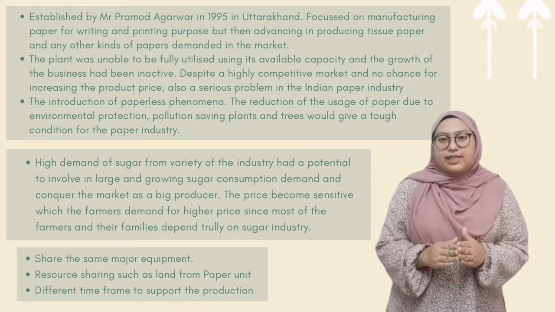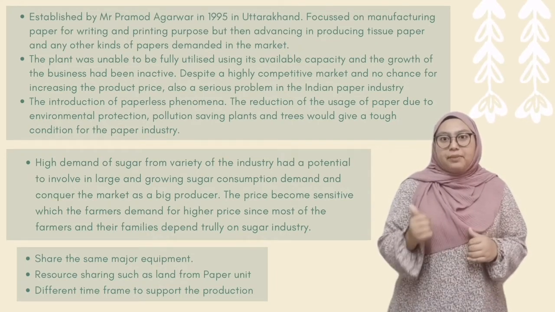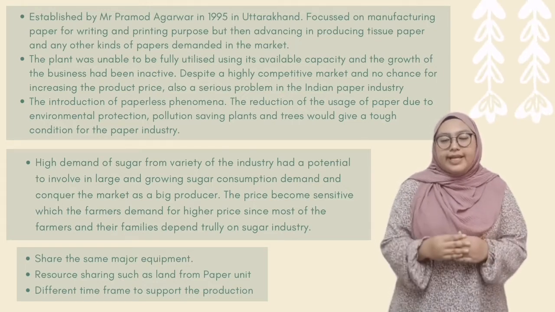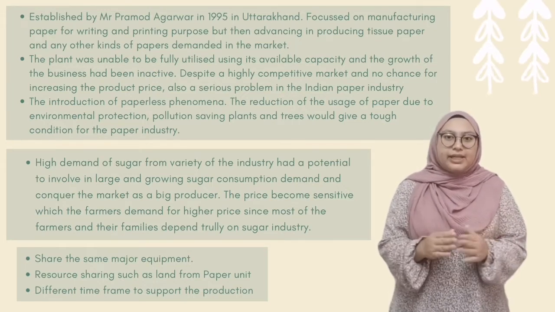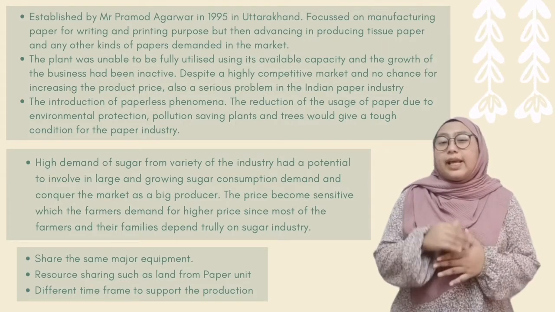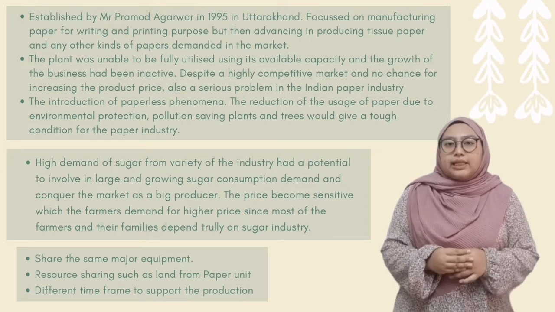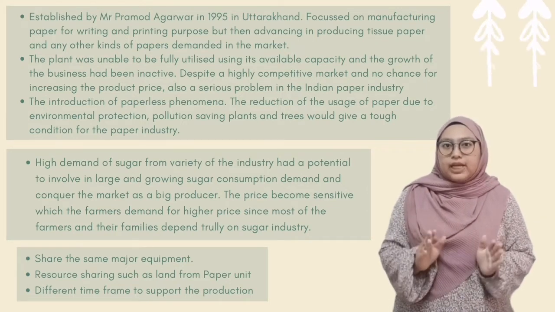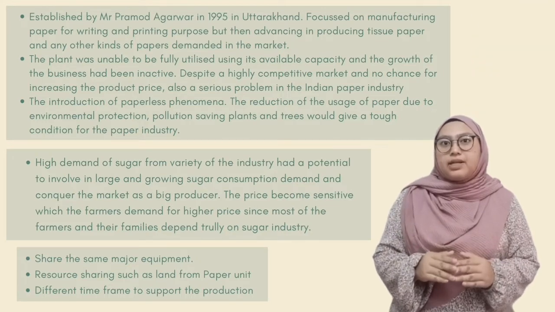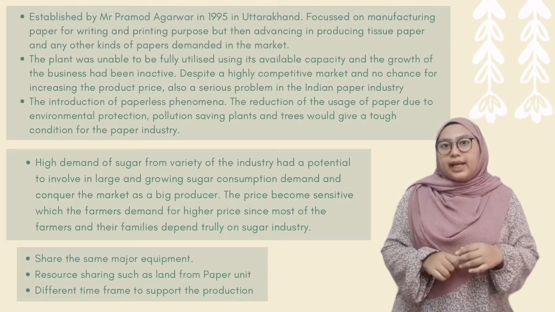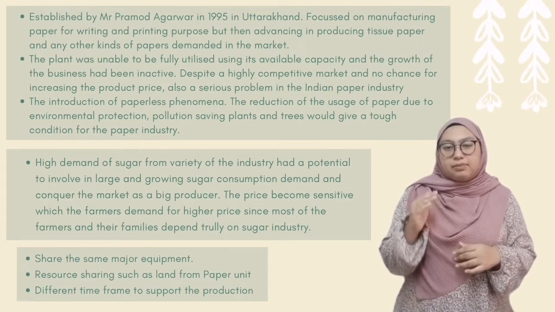Naini Paper focuses on manufacturing paper for writing and printing, but then advanced into producing tissue paper and any other kinds of papers demanded in the market. It has been stressful for the company since the plant was unable to fully utilize its available capacity. Despite a highly competitive market and no chance of increasing the product price, Mr. Gupta, the head of Naini Paper Mill, needed to find other alternatives that can reduce costs and maximize profit for the company.